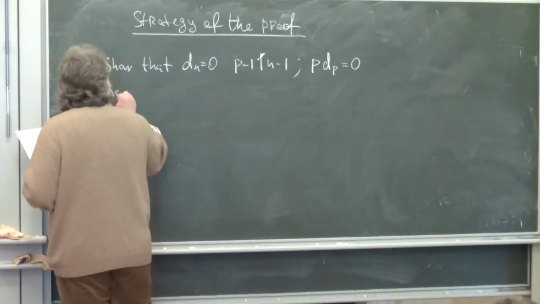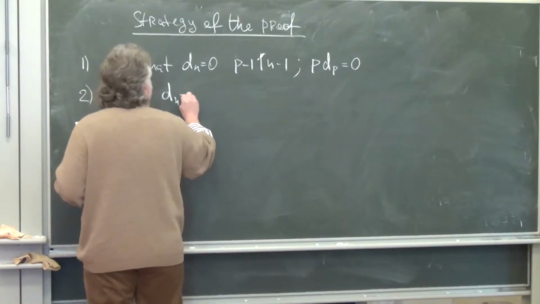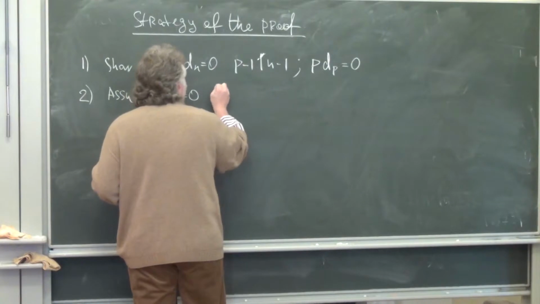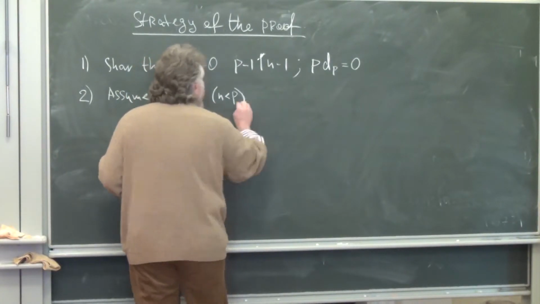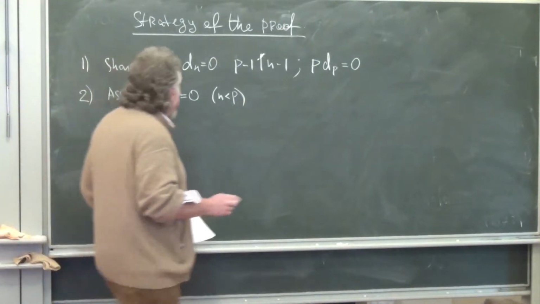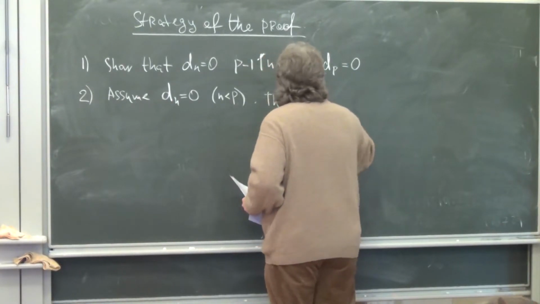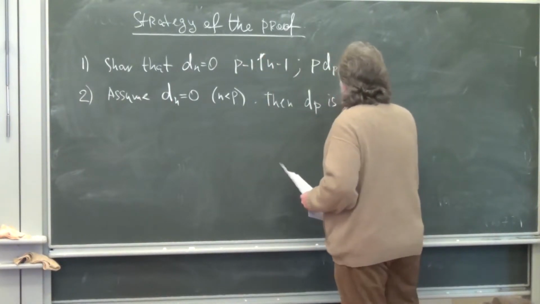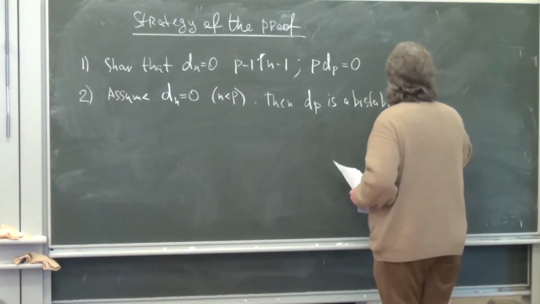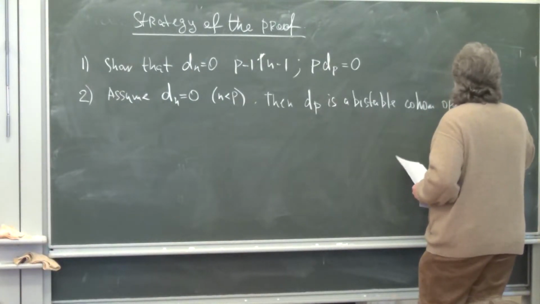The second step, assume that d_n equals 0, that all d_n equal 0 for n smaller than p. Assume we already know the first. Then d_p is a bistable cohomological operation.